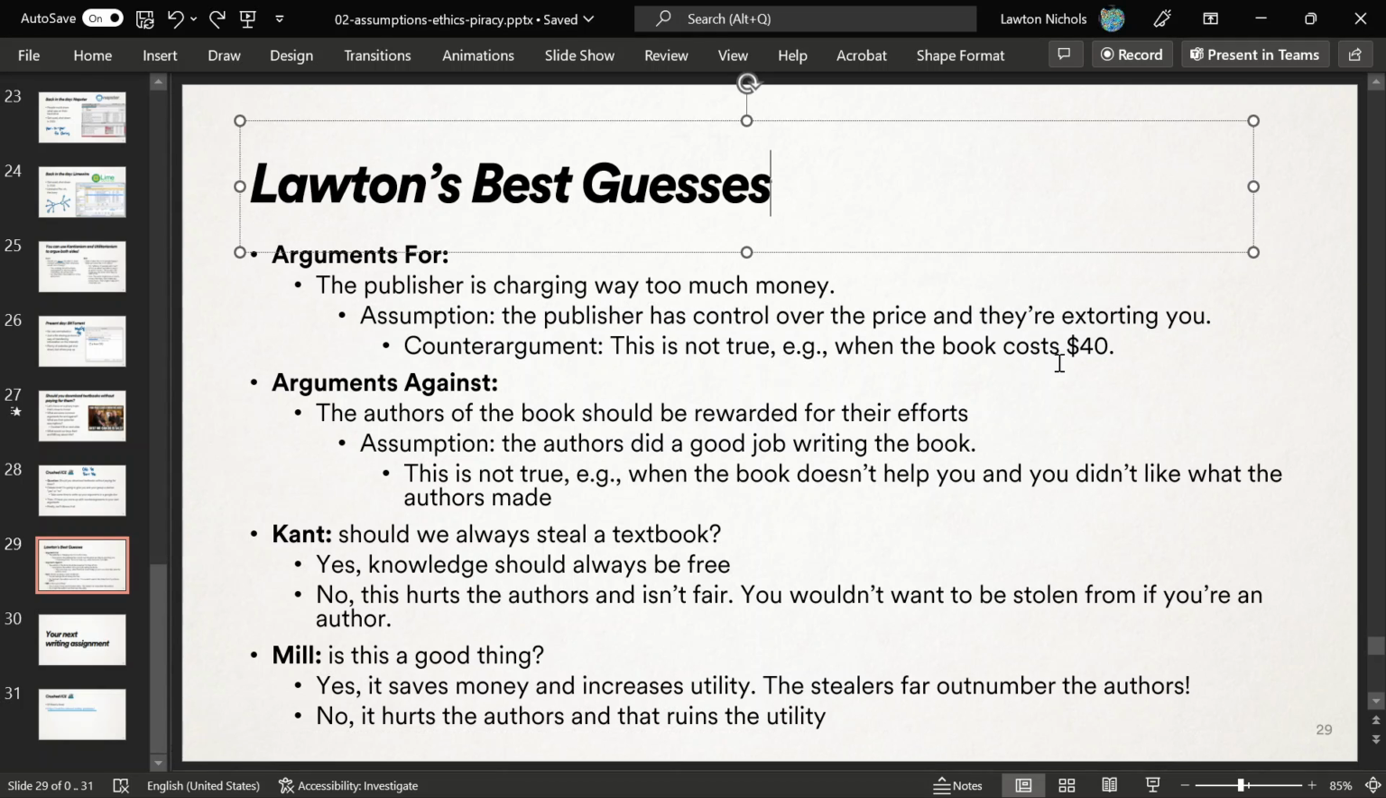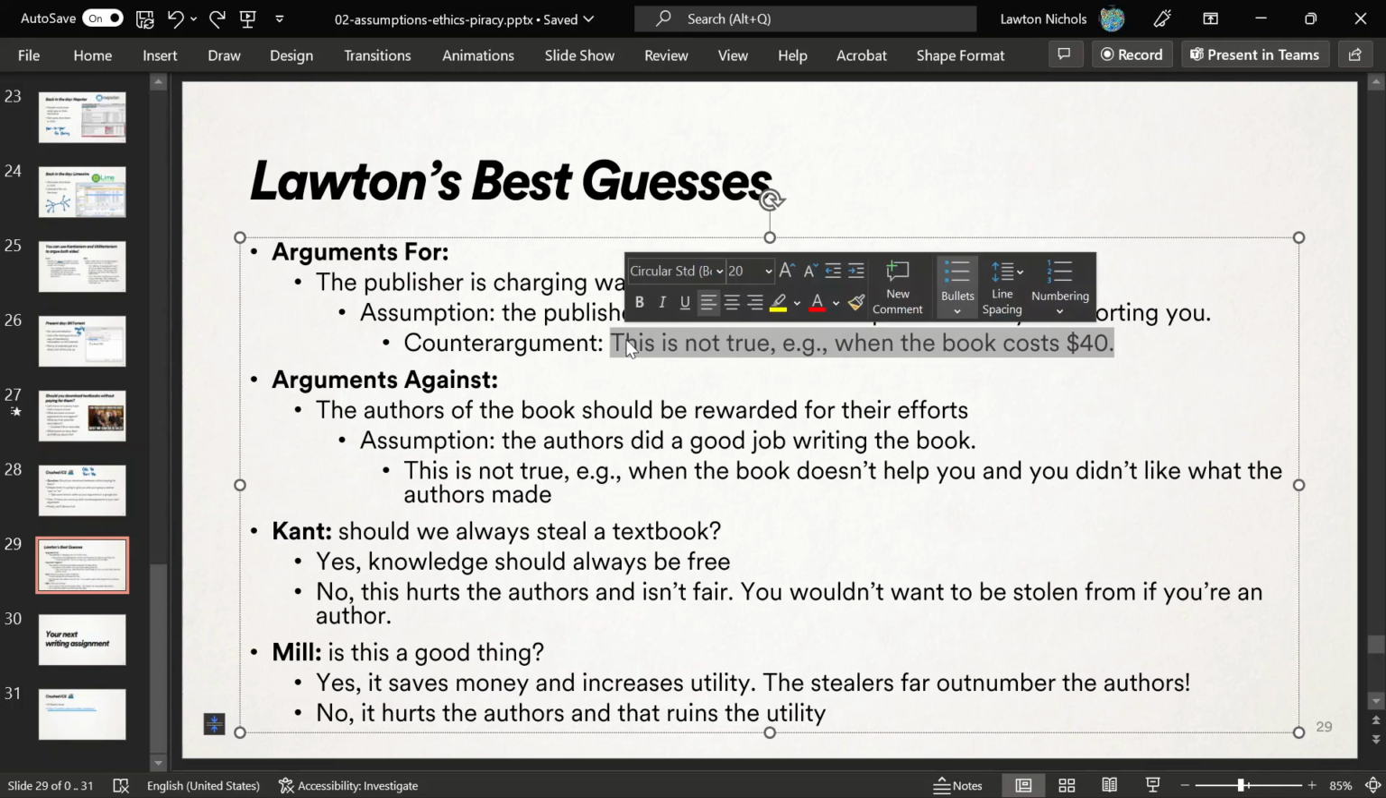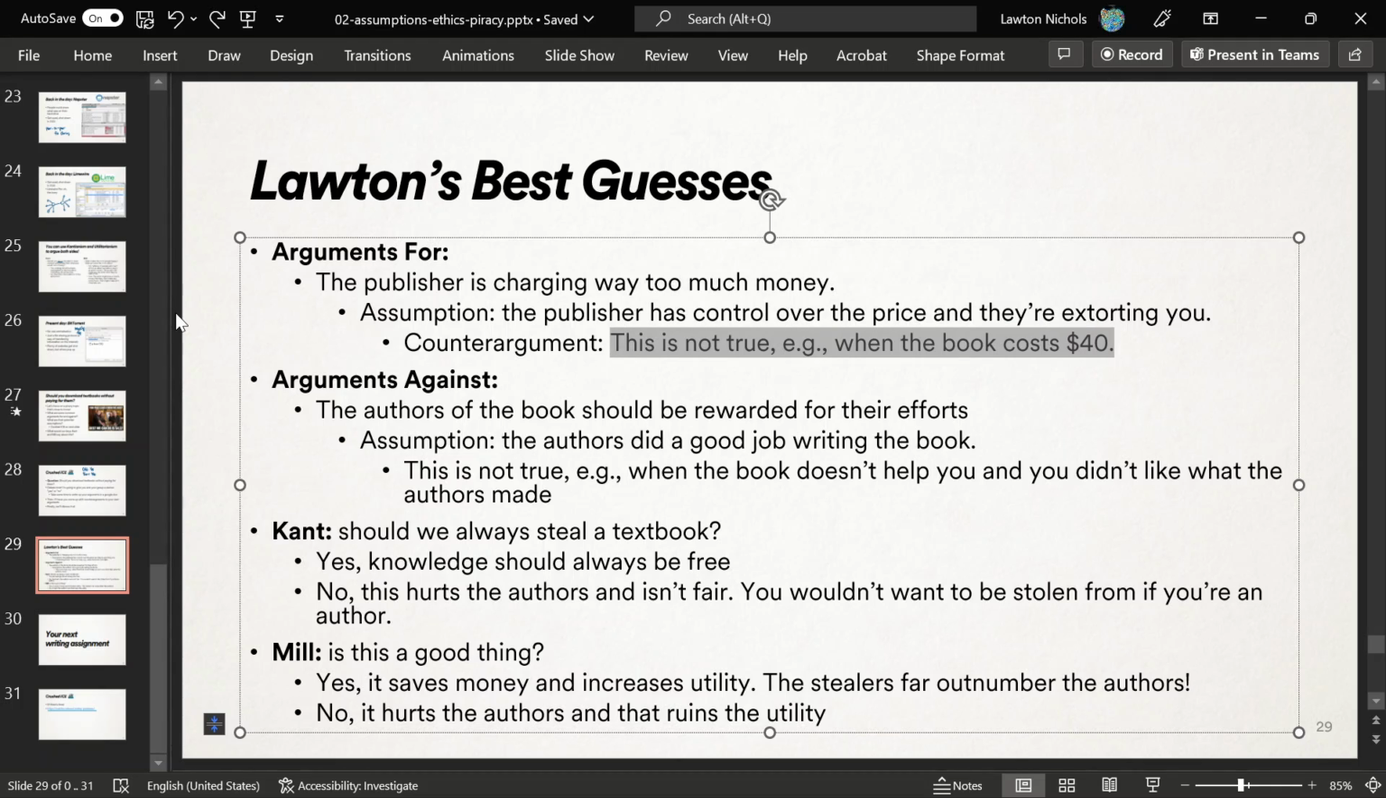We don't like that. A counter to that is like, okay, some books are produced at cost. Like if it's a color book, it's going to cost $40, and the author isn't really getting any money from that. It's just the printing cost at that point. So some textbooks are a good price.